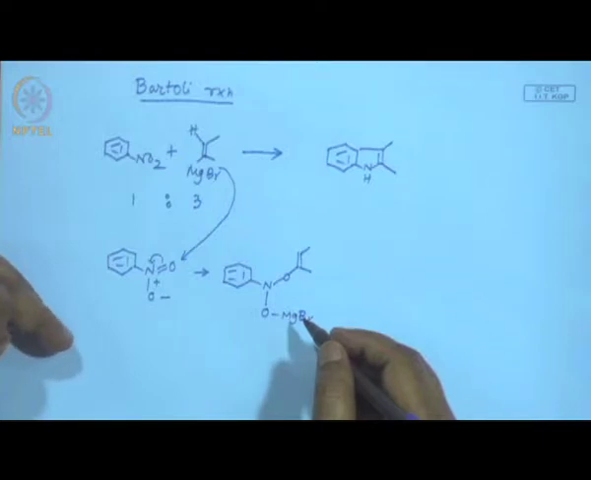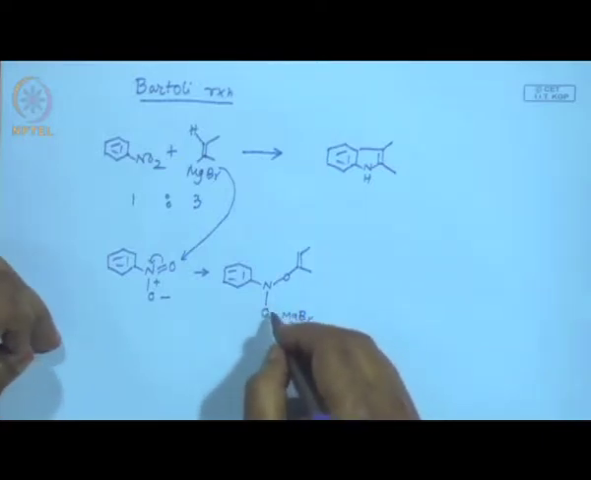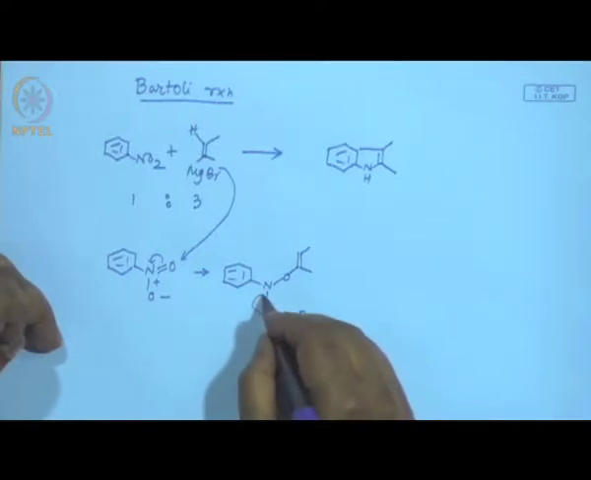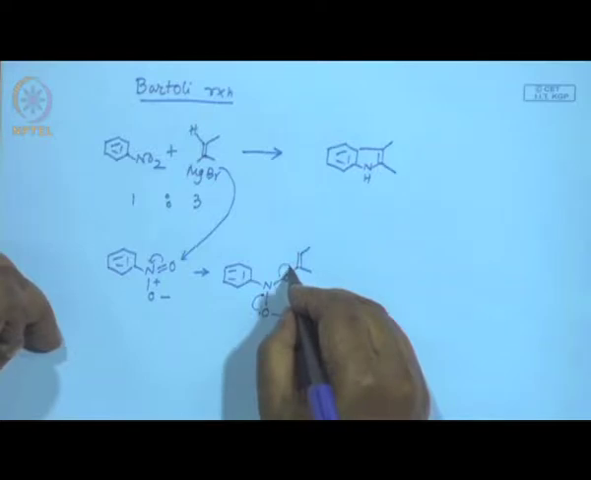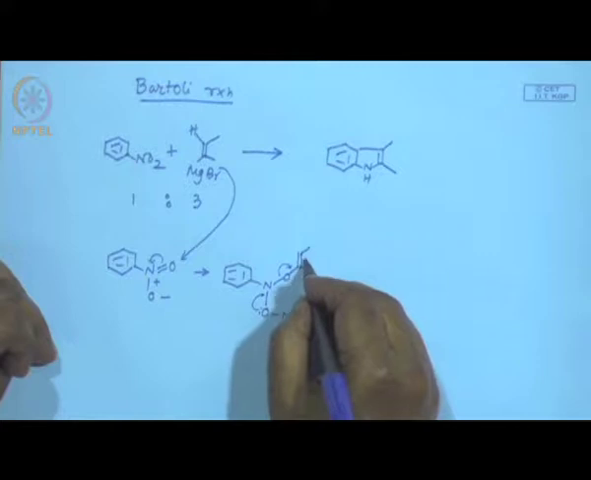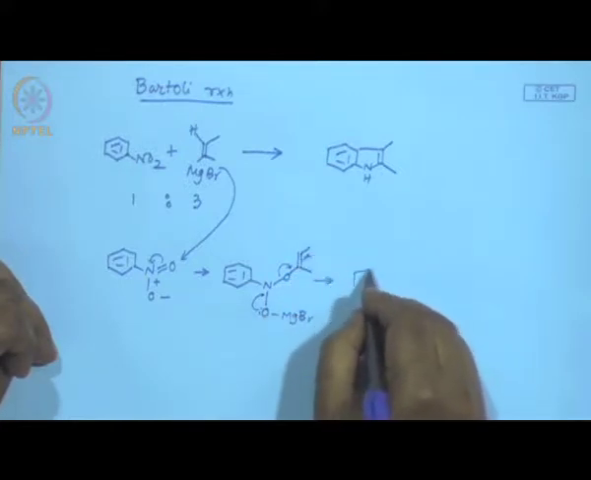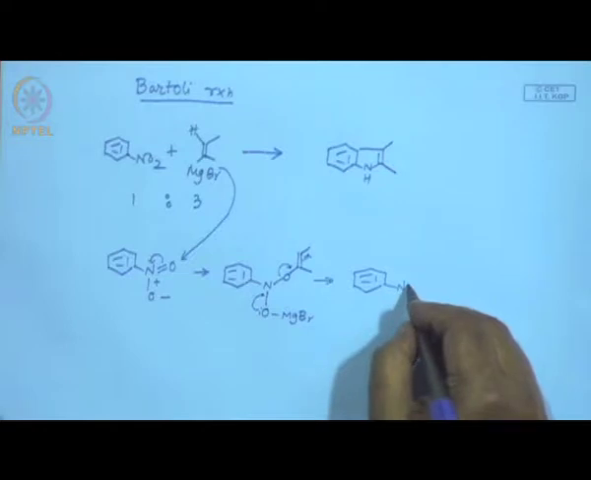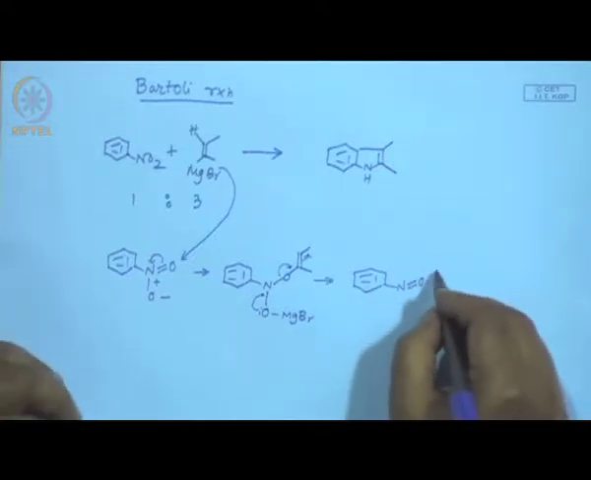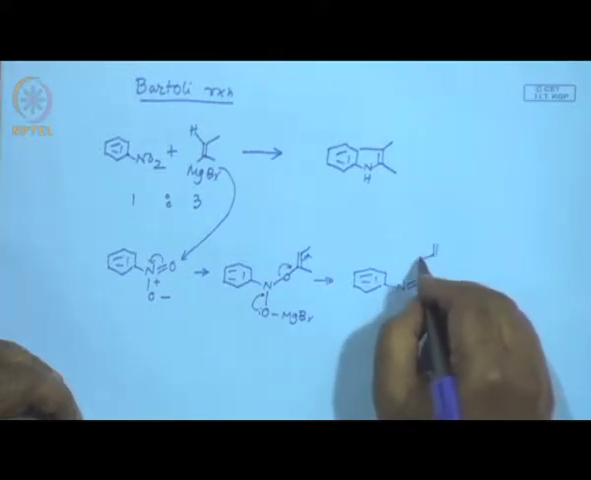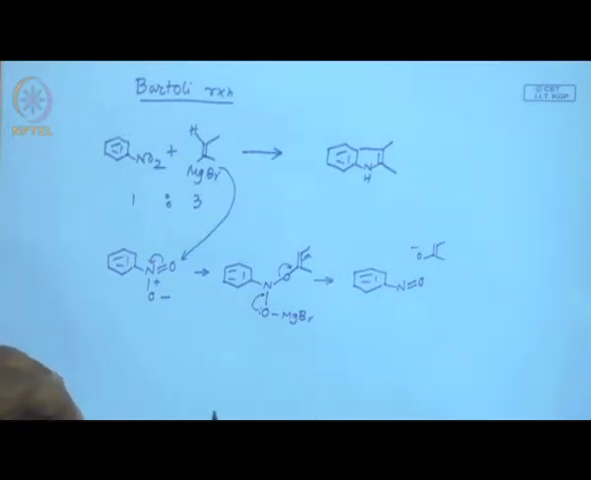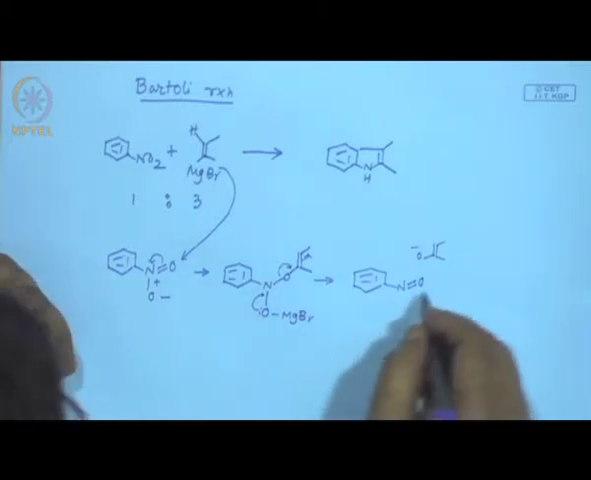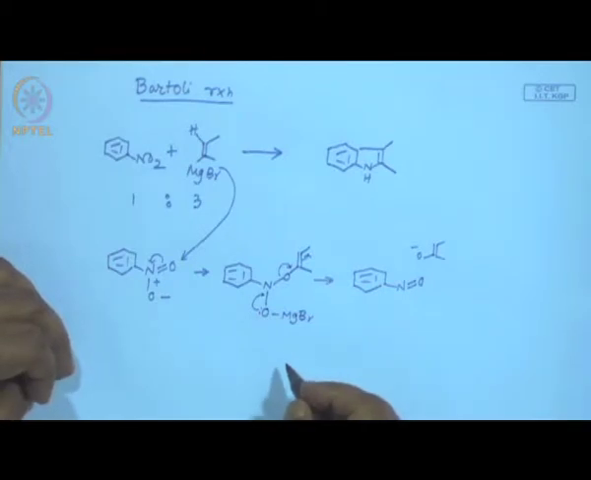Then what? Then this oxygen is picked up by the vinyl Grignard. So, the vinyl portion rather, and what you will find is a nitroso compound, and of course, the other portion would come out as oxygen minus, an enolate. And so, essentially what you get is a nitrosobenzene in the intermediate.